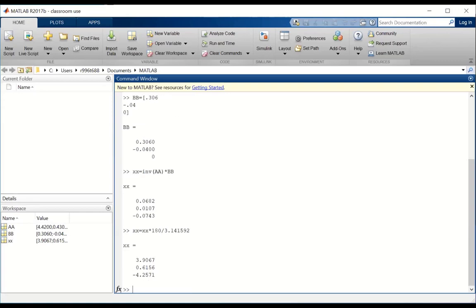How well do we match? The first one's the angle of attack, 3.98 with the 2x2 solution. Here we got 3.91. So it's a little bit of difference. How about the elevator, 0.6136? That changed, did I get that right?